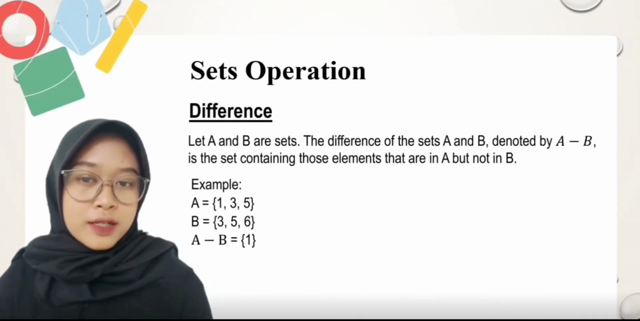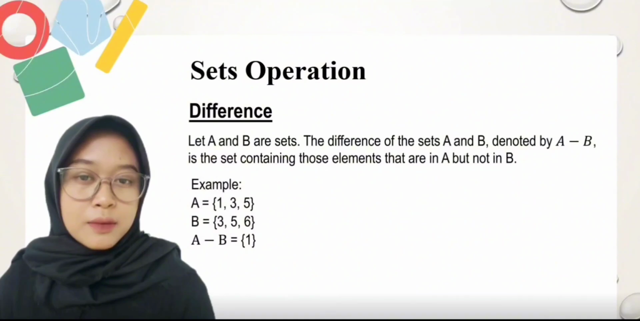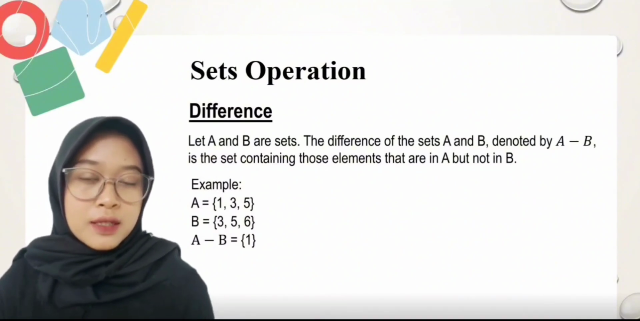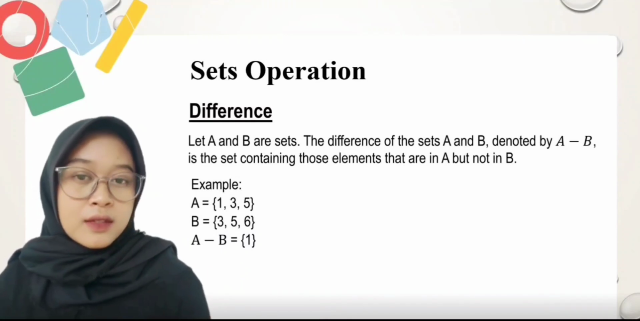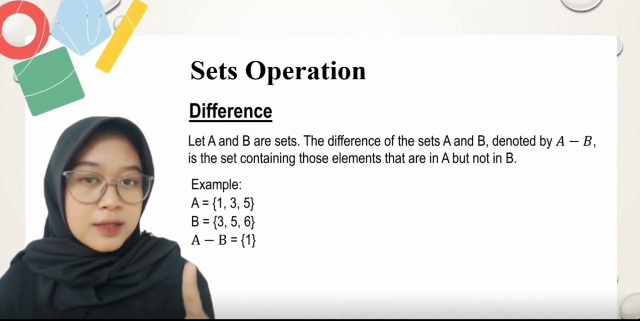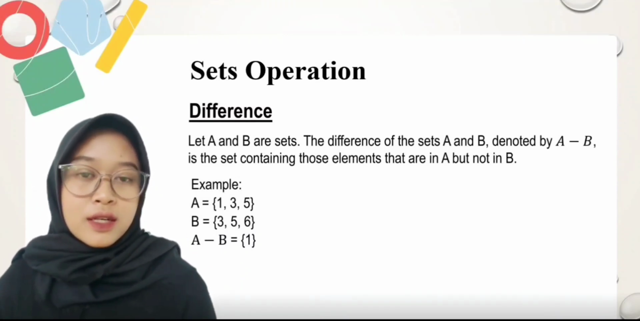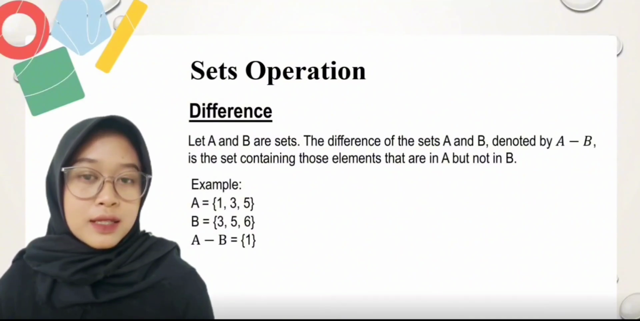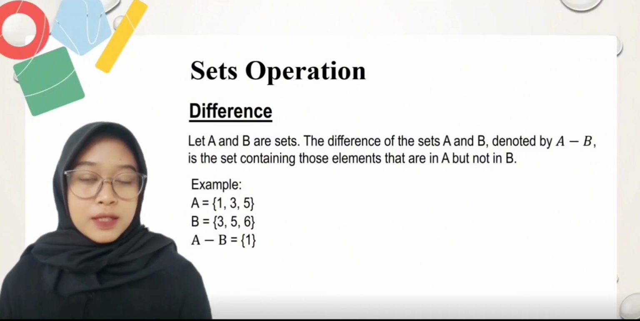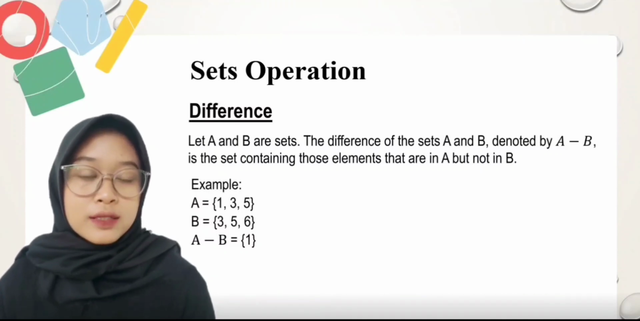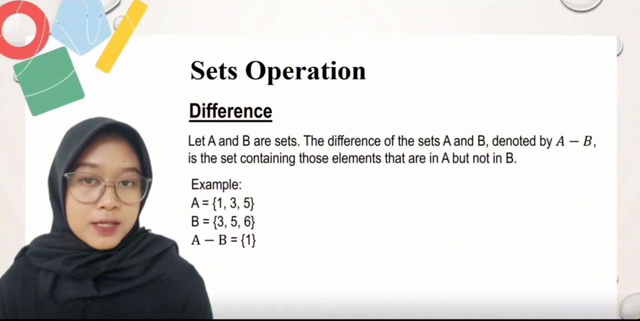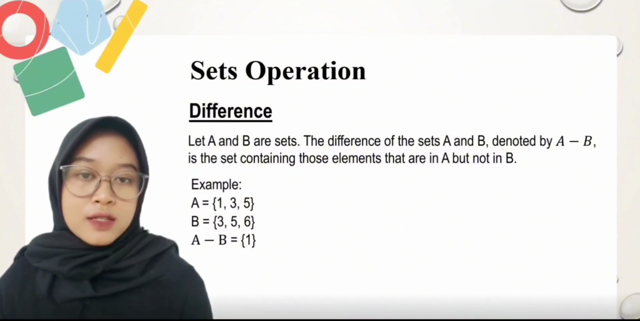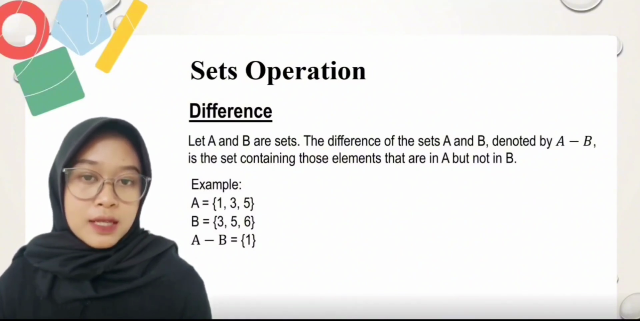Okay, next is difference. Let A and B be sets. The difference of the sets A and B, denoted by A − B, is the set containing those elements that are in A but not in B. For example, set A equals {1, 3, 5} and set B equals {3, 5, 6}. So the difference of the sets A and B is the set {1}.